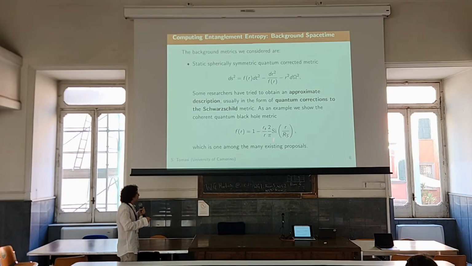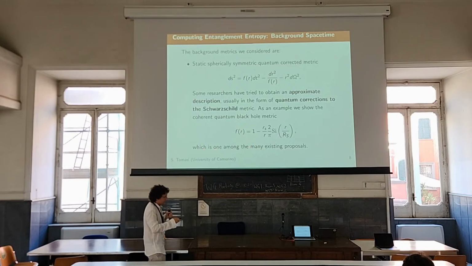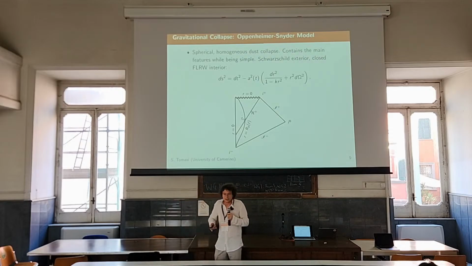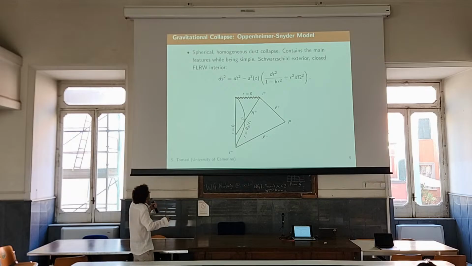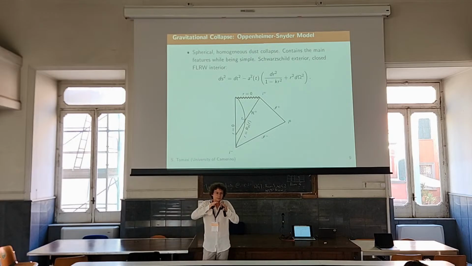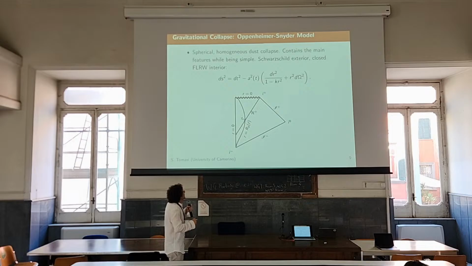This is one of the proposals, and we considered also other proposals, but I'll focus on this one. Then the other spacetime we considered is a dynamical one, so it's not static anymore. It's a model for gravitational collapse, namely the Oppenheimer-Snyder model. The hypothesis of this model is to consider a uniform, homogeneous sphere of dust, which collapses under its own gravitational pull. It's a very simple model, but it contains the main features of gravitational collapse.